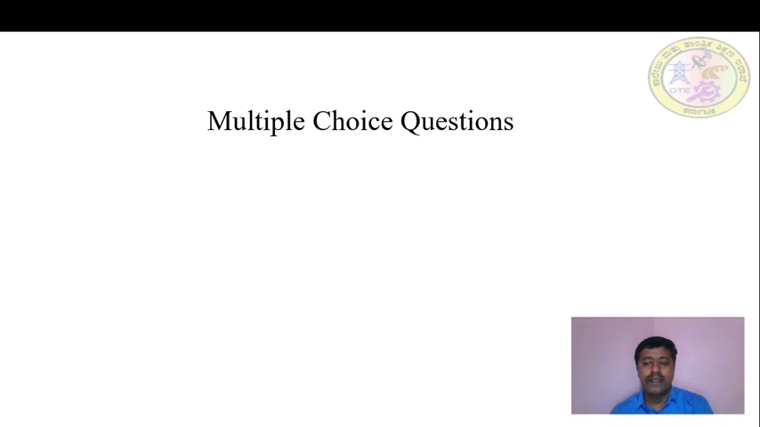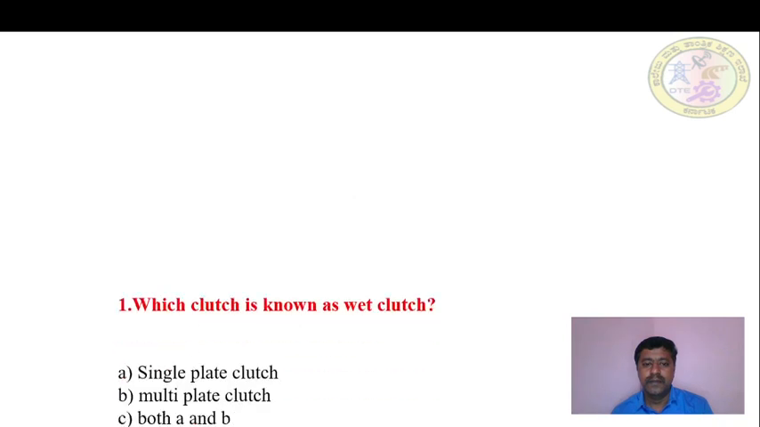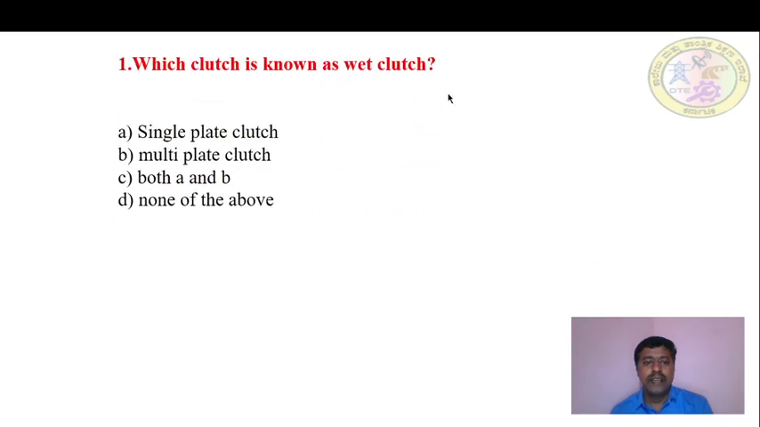Now let us discuss some multiple choice questions. Which clutch is known as wet clutch? Options are single plate clutch, multi plate clutch, both A and B, none of the above.